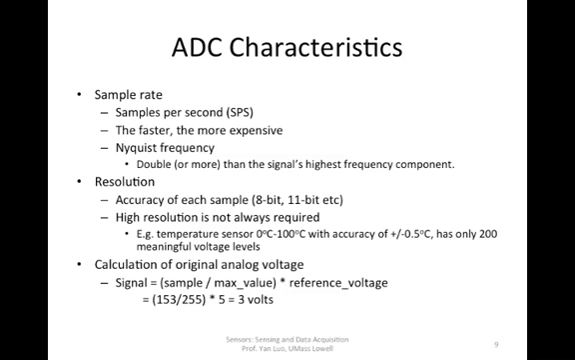The other metric you care about for the ADC chip is the resolution. Resolution refers to the data width or data size of the digital value the ADC outputs. It is the accuracy of each sample. For example, you can have an 8-bit ADC or 11-bit ADC, etc. Higher resolution is not always required or useful.